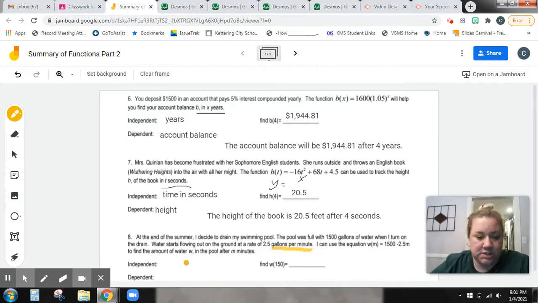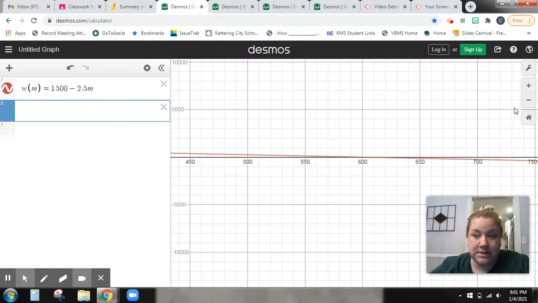I can use this equation to find the amount of water W in the pool after m minutes. Well, if it's draining at 2.5 gallons per minute, that to me sounds like a slope, right? That sounds like a rate of change. So I know this is probably going to be linear. And if I put this into Desmos, I see that this is linear.